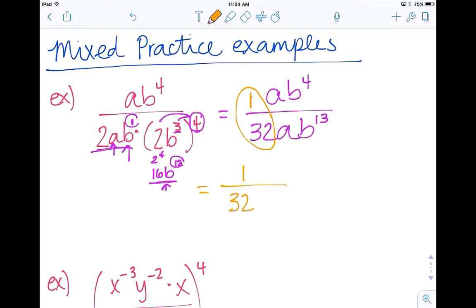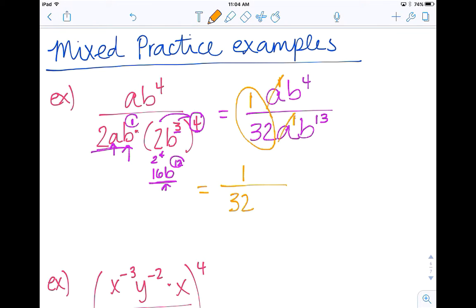Then for our variables, we'll subtract our exponents because they're on opposite sides of the fraction. For the a's, we have a 1 on both of these a's. So when we subtract them, 1 minus 1, that gives us 0. So that tells us that those a's can cancel out. We don't have any more a's left.